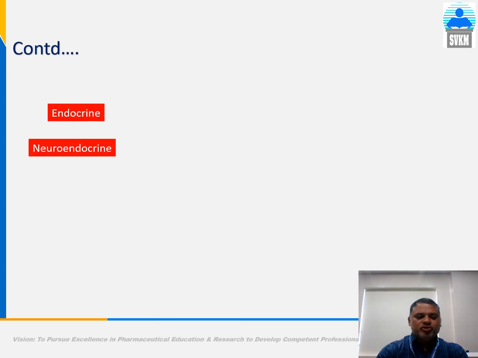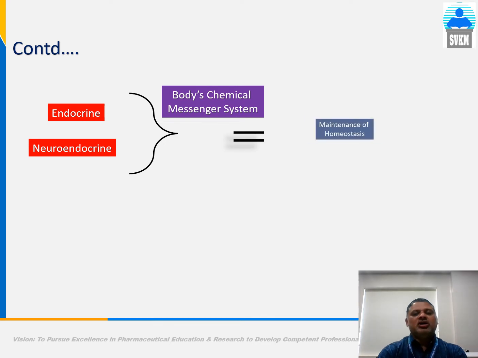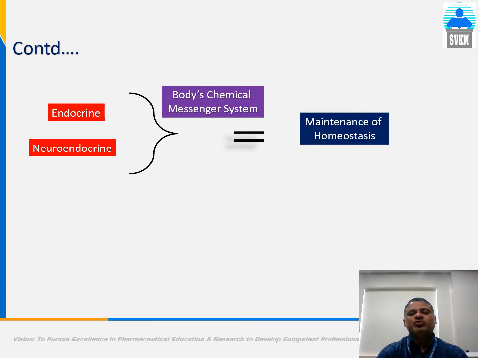Now, if you see, many of the body's chemical messenger systems interact with one another, for example the endocrine system and the neuroendocrine system. These two systems interact, and particularly coordinated activity happens in these two types of systems, which basically helps to maintain the homeostasis of our body.